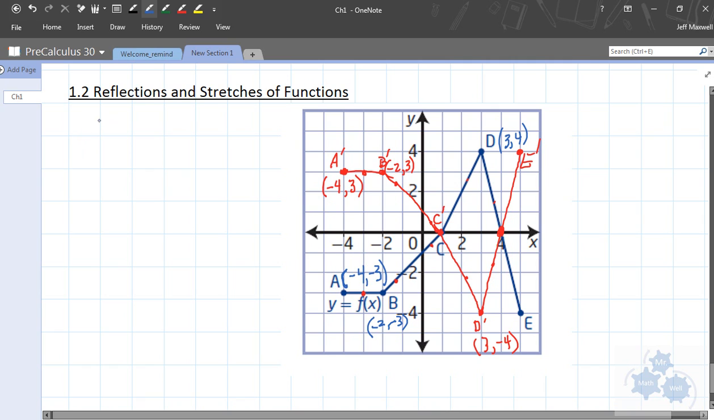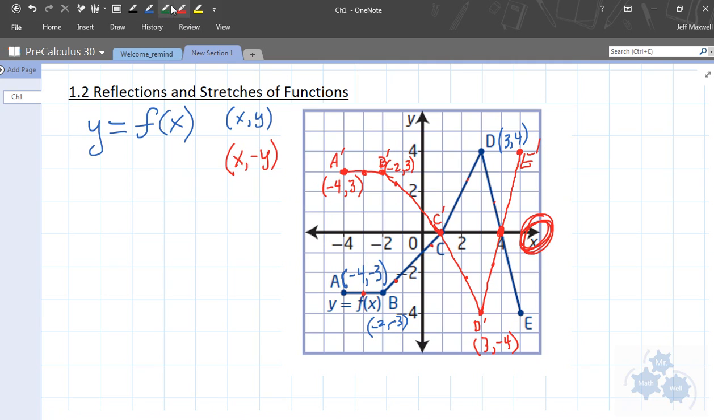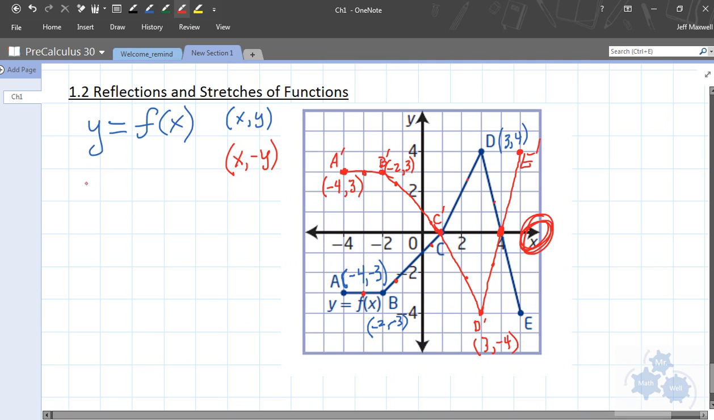So if the blue graph is y equals f of x, right? We said that the points x, y are the coordinates for those points. We said that the reflected graph, and that is reflected about this x-axis here, has the points x, negative y. So the sign is opposite. So if y is negative, then we can write the reflected graph as y equals negative f of x.